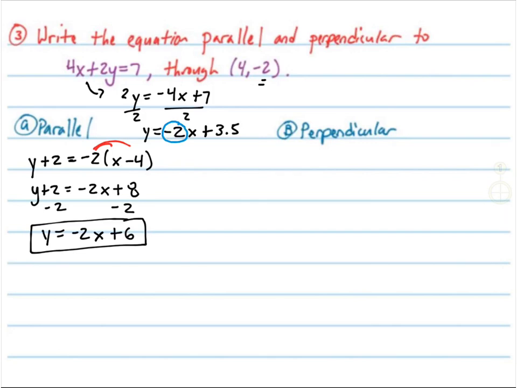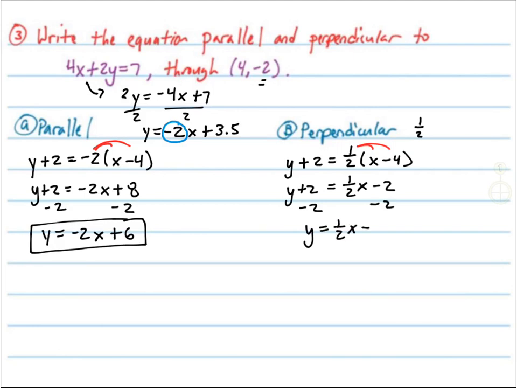Now we'll write the perpendicular line. The start is very similar. y plus 2 equals, and then we need our slope, and then we have x minus 4. Remember, for perpendicular, we're looking for the opposite reciprocal of the slope negative 2. So that's going to be a positive 1/2. Then we just need to simplify this down to put it in slope-intercept form. So we've got 1/2 x minus 2 equals y plus 2. We'll subtract 2, and we get y equals 1/2 x minus 4. And so we've got an equation parallel, and we've got an equation perpendicular.